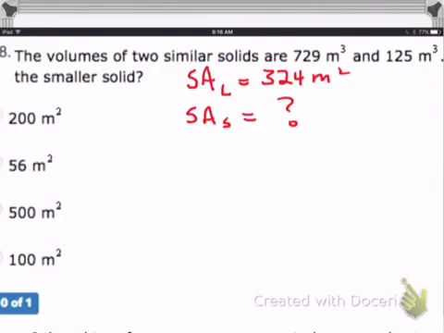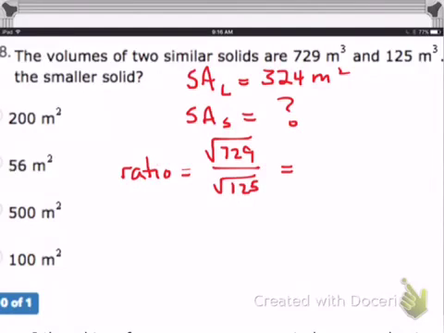So the similarity ratio is going to be the cube root of 729 divided by the cube root of 125, and that's equal to 9 over 5. The cube root of 729 is 9, the cube root of 125 is 5. So that is the similarity ratio of these two figures.